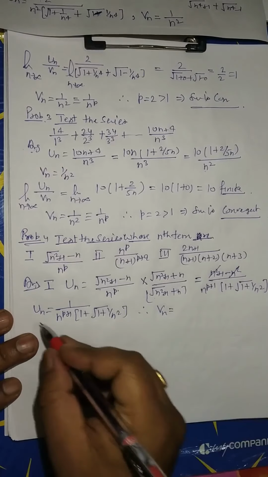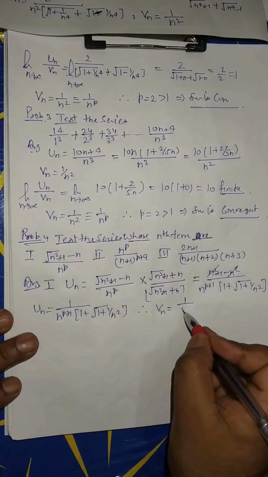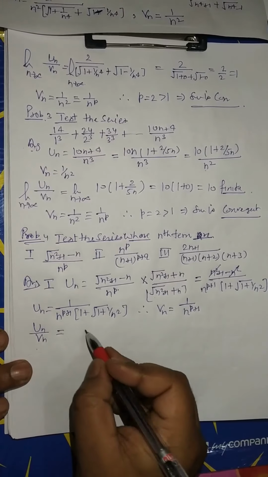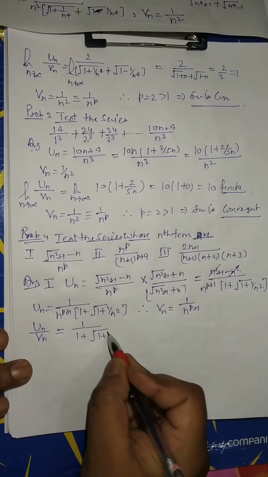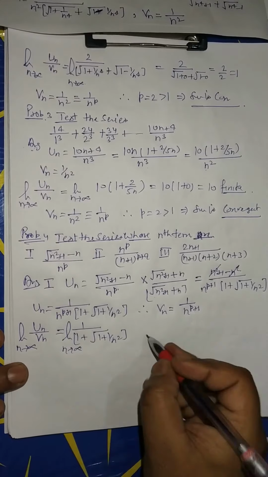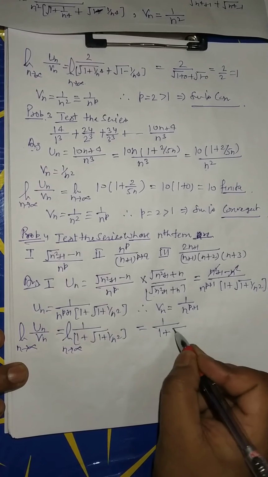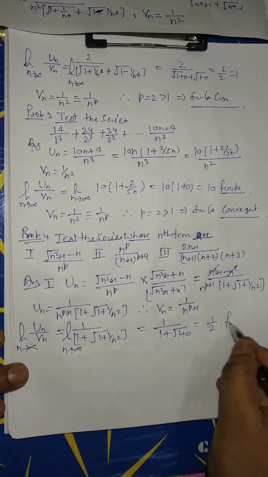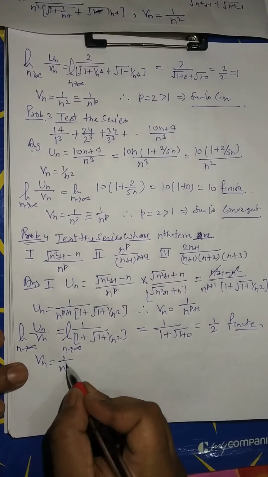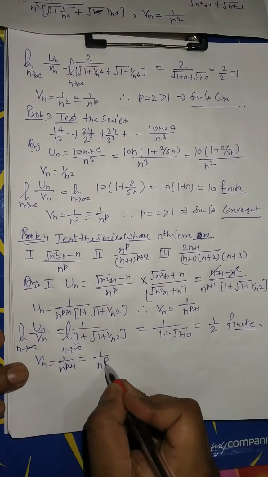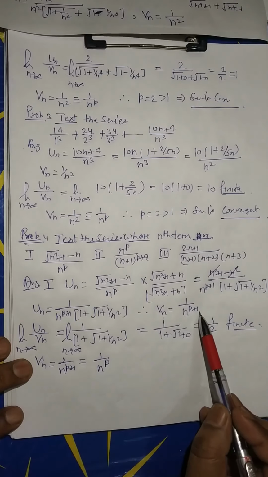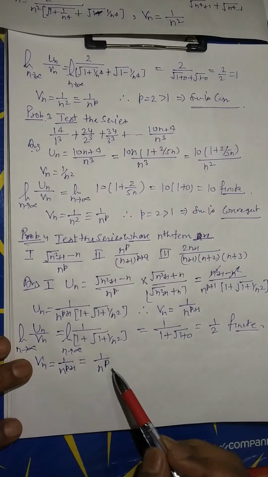Now we take the auxiliary nth term of the series, vn equals 1 upon n to the power p plus 1. Now un upon vn, we get 1 upon 1 plus under root 1 plus 1 upon n square. Taking limit n tending to infinity on both sides, we get 1 upon 1 plus under root 1 plus 0, which equals 1 upon 2, that is finite. Now vn is compared with 1 upon n to the power p, where vn is 1 upon n to the power p plus 1.